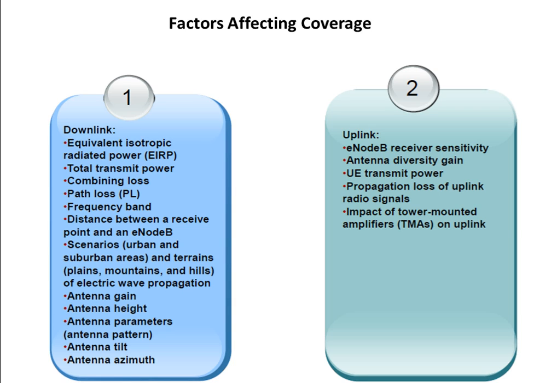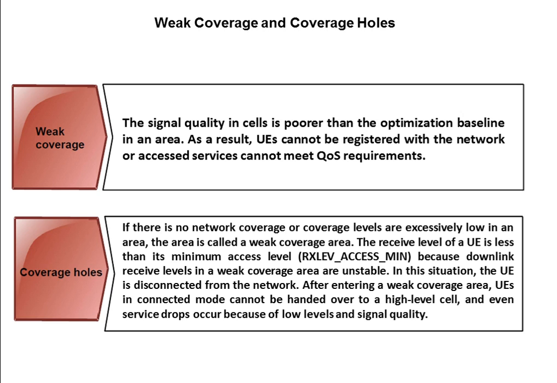Whereas in case of the uplink, the most important factors which will be affecting the coverage would be the eNode B receiver sensitivity, the antenna diversity gain, the transmit power capabilities of the UE, and propagation loss in the uplink radio signal. Usually it's the same for the uplink and downlink, but we still need to see the overall geographical distribution of the UEs and take that into consideration. And impact of the tower mounted amplifiers on the uplink. In the uplink, tower mounted amplifiers usually give us some gain in the uplink direction, at the same time they may cause some losses in the downlink direction, so we need to check both of them appropriately.